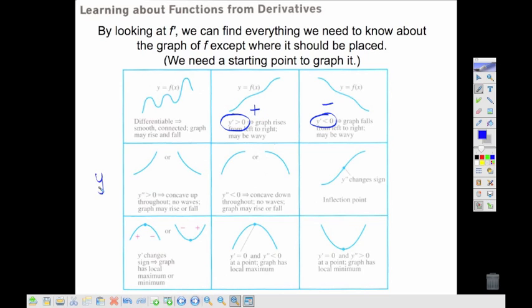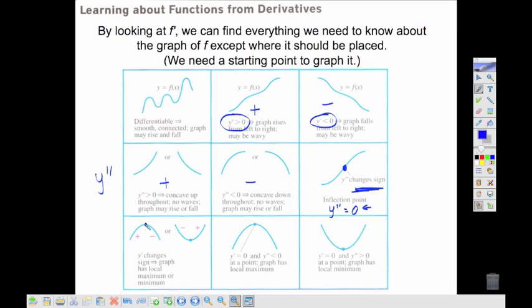When we start looking at our second derivative, this is going to tell us about concavity, curving up, curving down when it's negative, or when we get a sign change, probably where y double prime is equal to 0 if we get a sign change, but it doesn't have to be 0 if it's a vertical tangent.